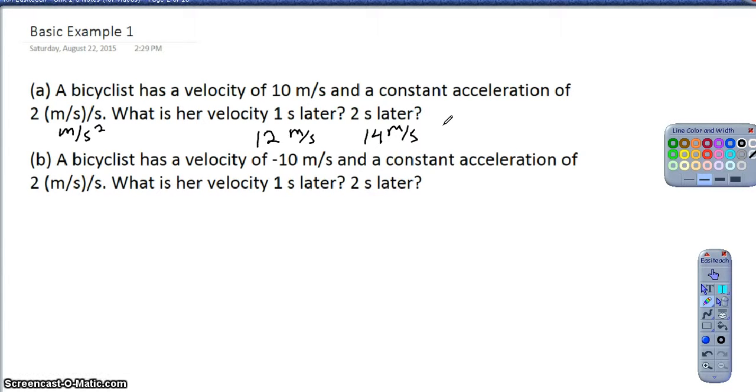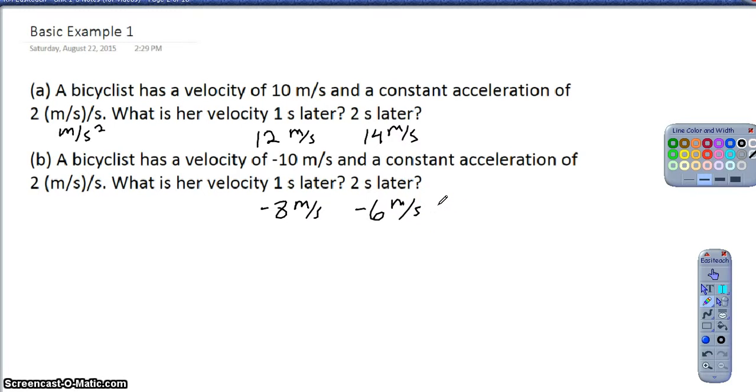Part B, the bicyclist has a velocity this time of negative 10 meters per second. Again, at this point, pretty straightforward. The fact that it's negative 10 meters per second, but our acceleration is still positive, means that we're working against it, so it should be slowing down. So we would once again add 2, which would make this negative 8 meters per second, and then adding 2 more makes it negative 6 meters per second.